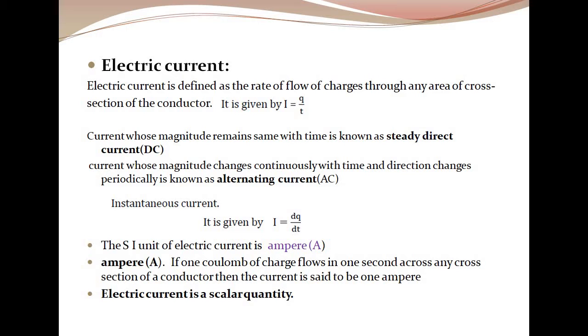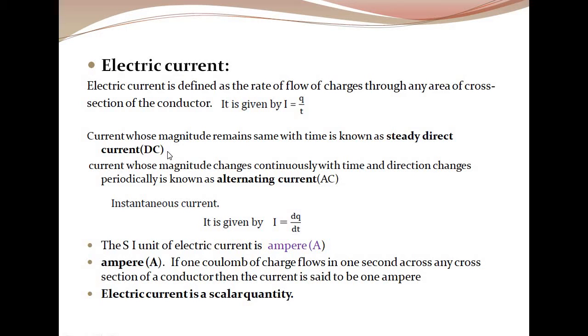Electric current is defined as the rate of flow of charges through any area of cross section of a conductor. That means when the charges are in motion in a conductor, that is what we call electric current. It is given by I equals Q by T, where I is current, Q is the charge, and T is the time. That means it is the ratio of charge to time.